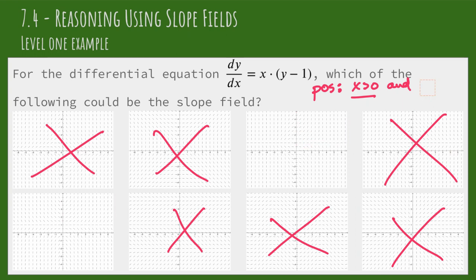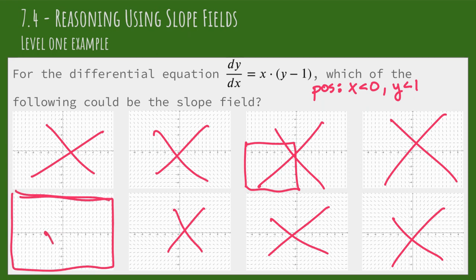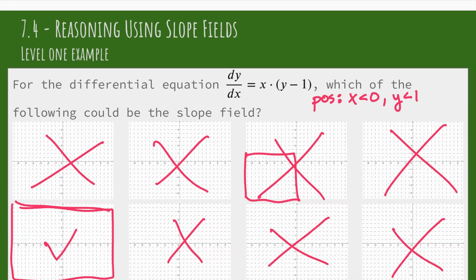We should also see positive slopes if x is negative and y is less than 1. Okay, so that's going to be to the left of the y-axis and below y equals 1. So positive slopes here, we do not. Positive slopes here, we do. And so we are down to our answer. That is exciting. I'm sure you're as excited as I am to wrap that one up.